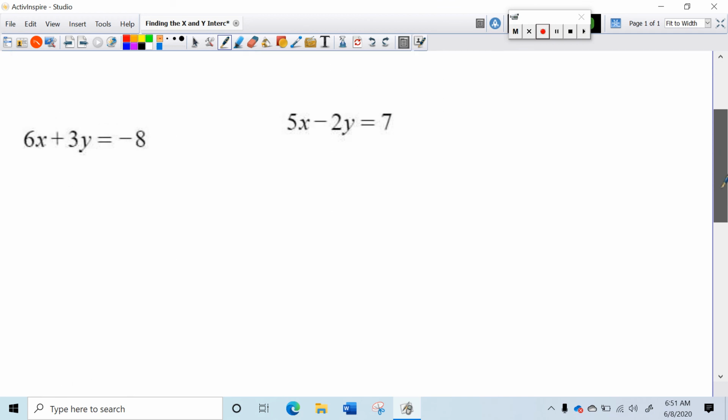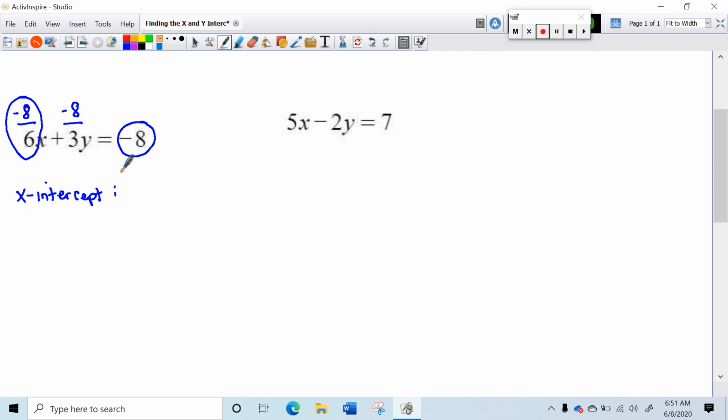So when you want to find the x and y intercepts, all you do is take this number and pop it up top of each one of these. Do not change the sign. Just leave it like it is. Now, because this one is stuck to x, this is the x-intercept. So negative 8 over 6 is the x-intercept.